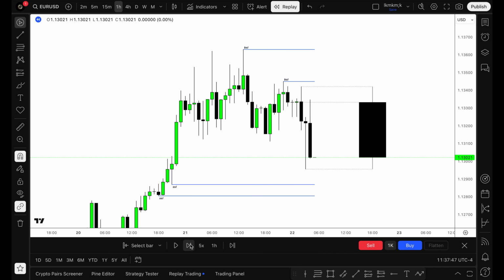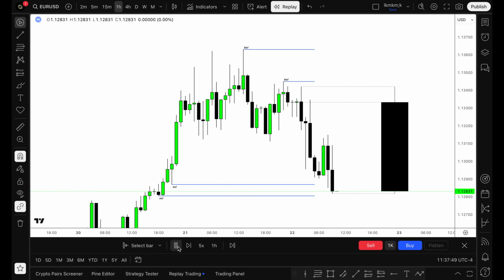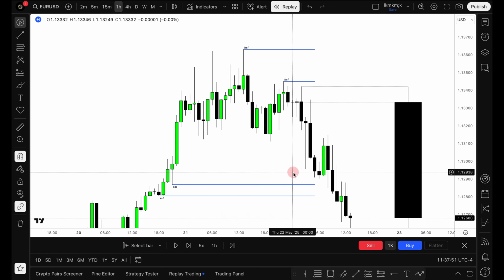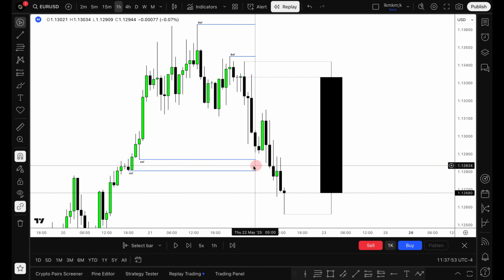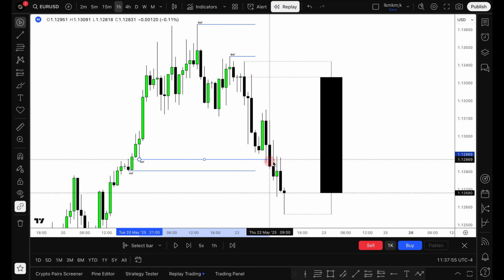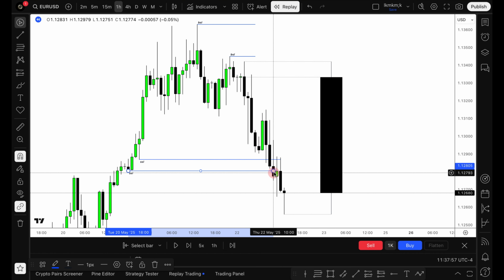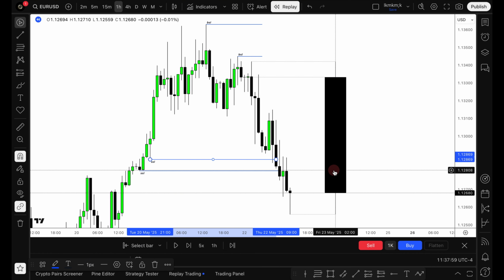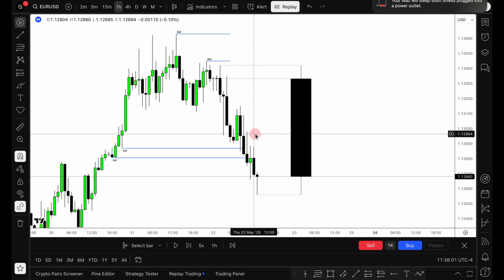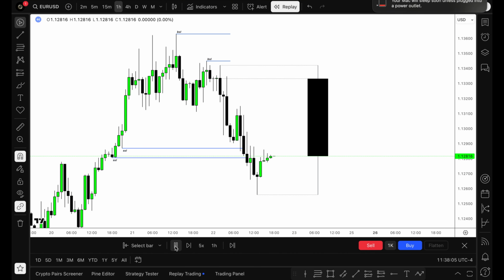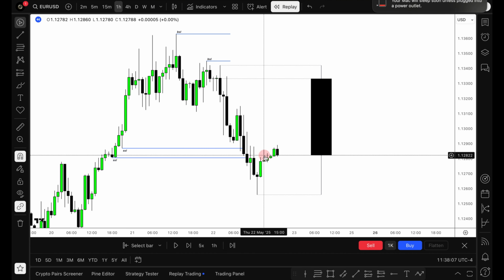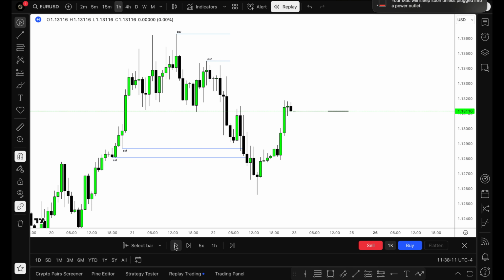So if we print to the downside, we've now taken out these two lows, as you can see. If we keep printing, oh no, I'm not going to count that, it's not obvious. I'm only going to look for the obvious ones.